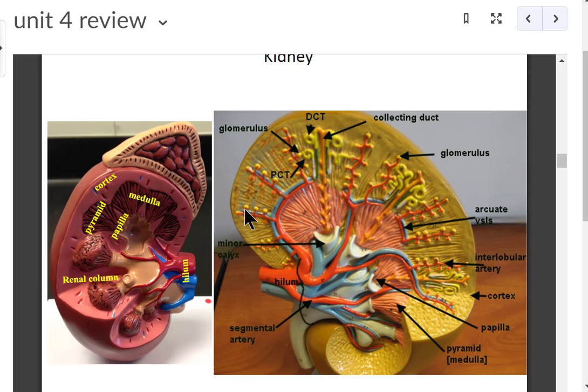If you look up here, the glomeruli are all in the cortex. So let's follow this: glomerulus in the cortex, proximal convoluted tubule in the cortex, the loop of Henle comes down into the medulla, distal convoluted tubule in the cortex, and then the distal convoluted tubule drains into the collecting duct. Therefore in the cortex you will see glomeruli, the DCT, the PCT, and the collecting duct. In the medulla, you will see the collecting duct and the loops of Henle. So when you look at the histology, that's what you're going to be looking at.